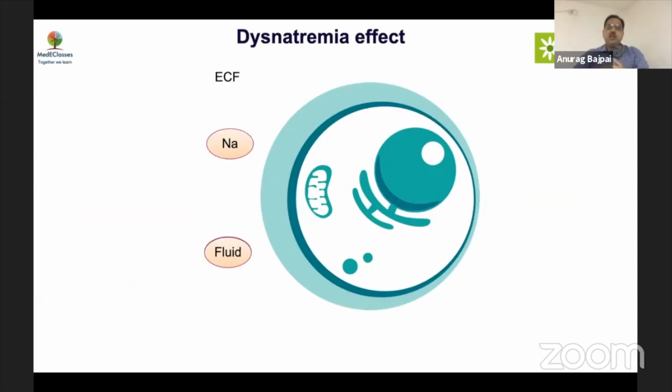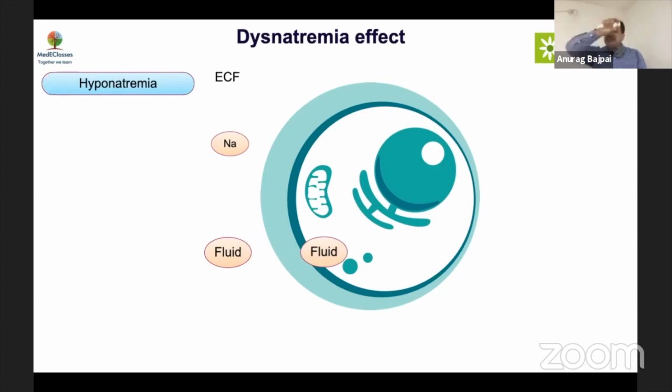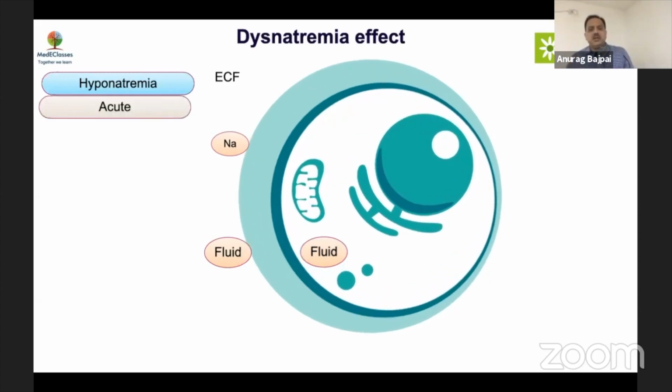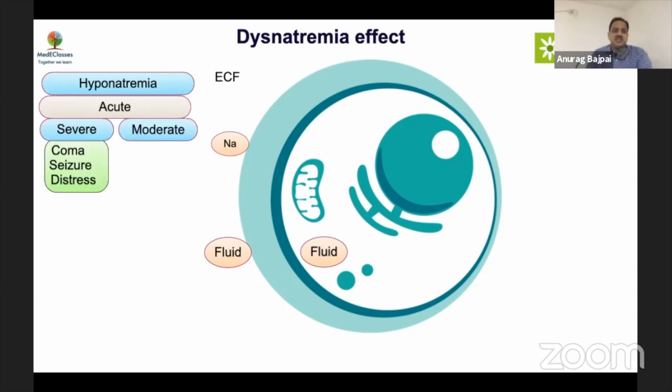Now, in this context, we need to understand how variations in sodium levels can have an impact on the cells. The major thing to remember is that sodium is the main regulator of tonicity. If the sodium level is going down, fluid will go inside the cell, which is more tonic as compared to the exterior. This will cause cell swelling, resulting in features of cerebral edema like confusion and irritability. If severe, it will present with coma, seizures, and respiratory distress. If moderate, it will present with nausea, headache, and confusion.